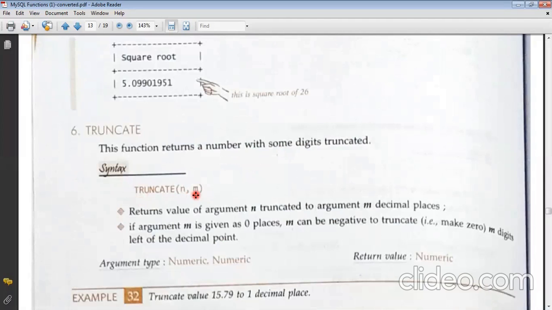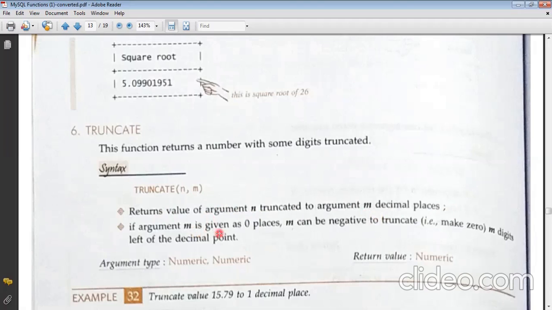As we were saying in round that we want 3 digits, in a similar way in truncate we can say we want 3 digits, so the remaining ones will be all truncated, removed from there. But there is a little bit of difference in that. First we will learn what truncate is, then we will figure out what the difference could be. So truncate returns the value of argument n truncated to argument m decimal places. That means if it is one decimal place, after the point only one decimal place will be there. If it is two decimal places, then after the point two decimal places will be considered, as we were doing in the round function.